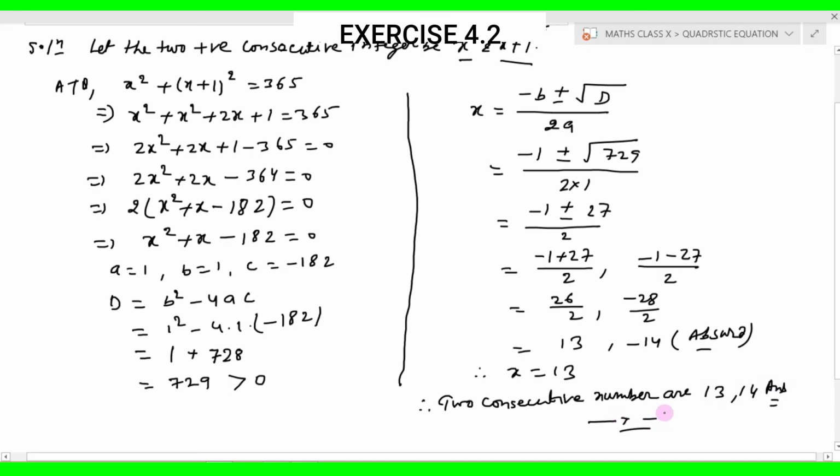Okay, so I hope you understood, by observing these two examples, how to use the quadratic formula to solve quadratic equations. Okay, I hope this is clear to all of you.